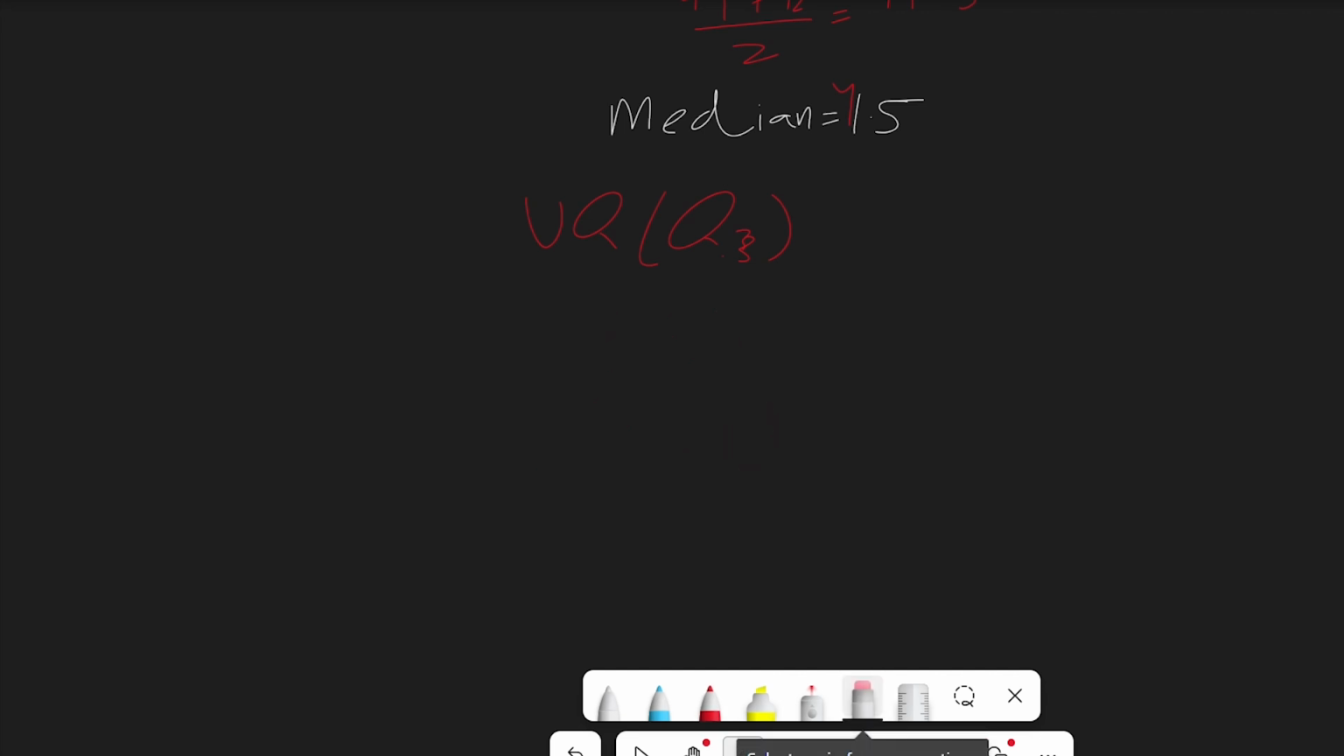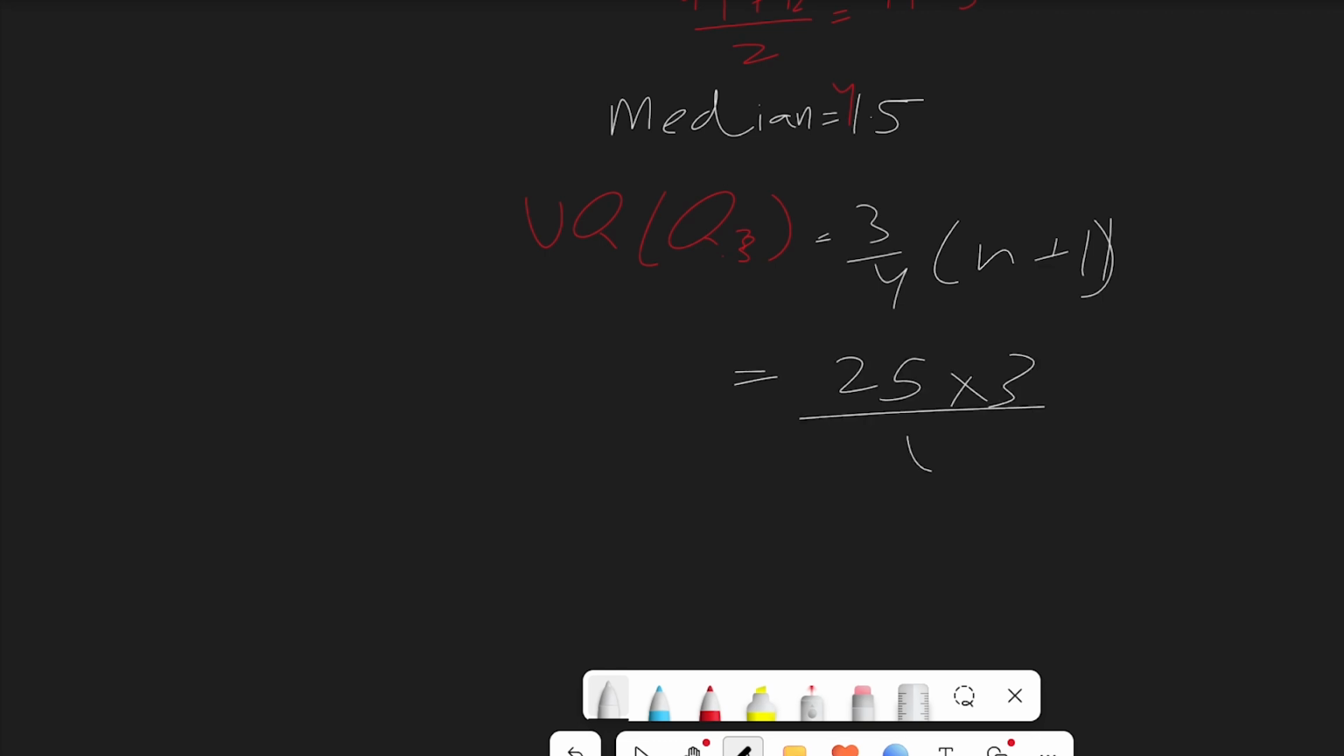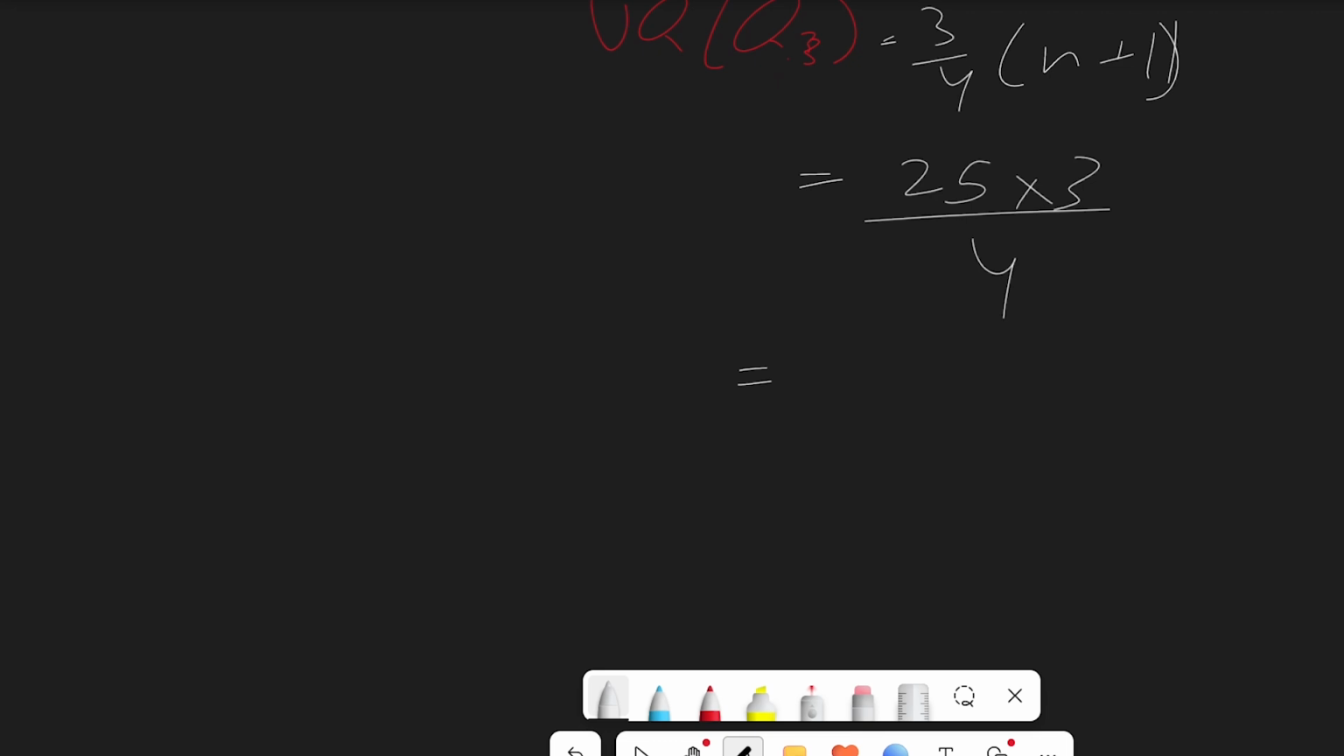Okay, so the upper quartile would be calculated by 3 over 4 times n plus 1. N is 24, so it would be 25 times 3 over 4, which means it would be 75 over 4, which is 18.75. That means the 18th and 19th value.